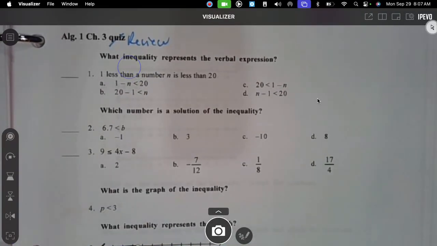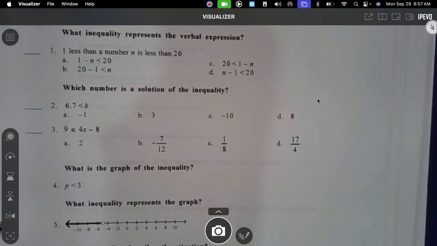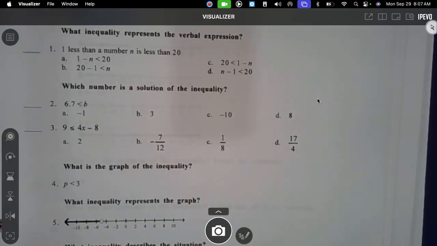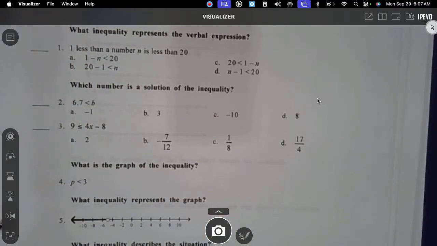Okay, so it'll start off this way. Number one, we're just going to match what algebraic expression matches the verbal expression. So it says 1 less than a number n is less than 20. So we take 1 away from n, and it's less than 20.